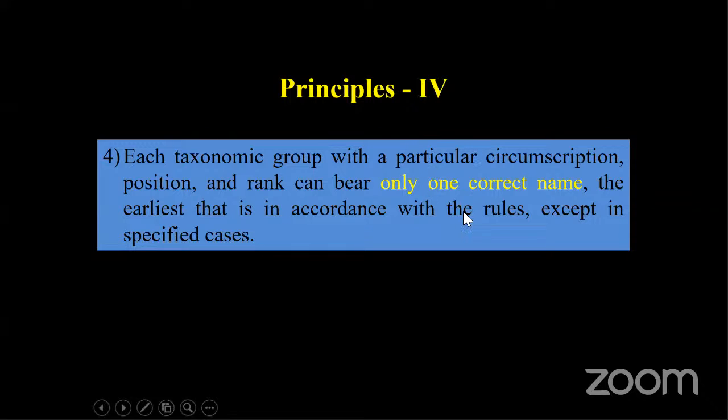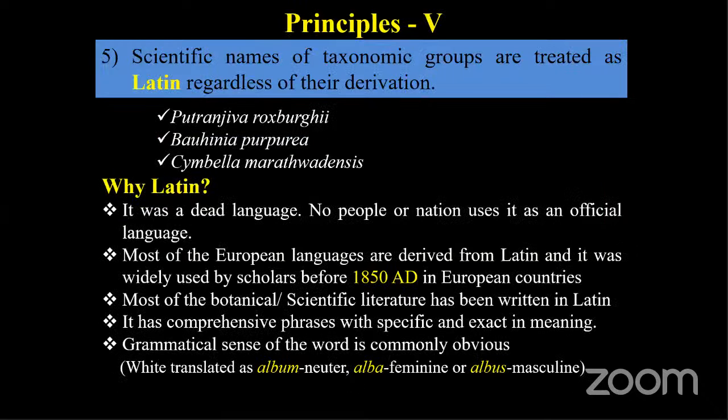So principle 4 is mainly related with the only one correct name. Then the fifth principle: the scientific names of taxonomic groups are treated as Latin regardless of their derivation. So whatever names are given to the plants, you might give the name in Marathi language, in Sanskrit language. You might give your own name. You might give the name of a region. You might give a name on the basis of a river, or whatever may be the case. But the name should be in a Latinized form, should be treated as Latin.